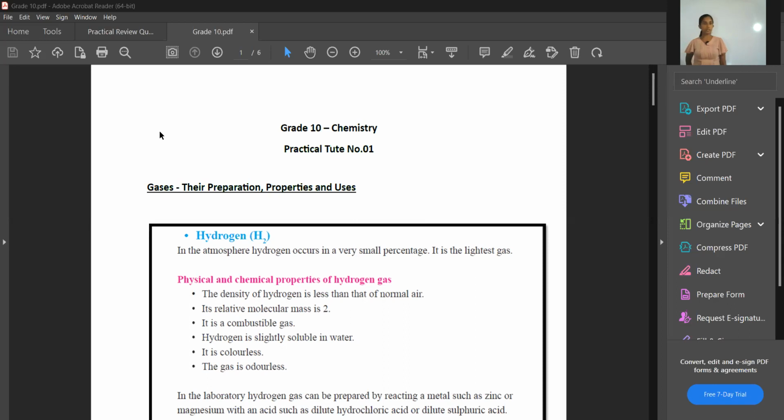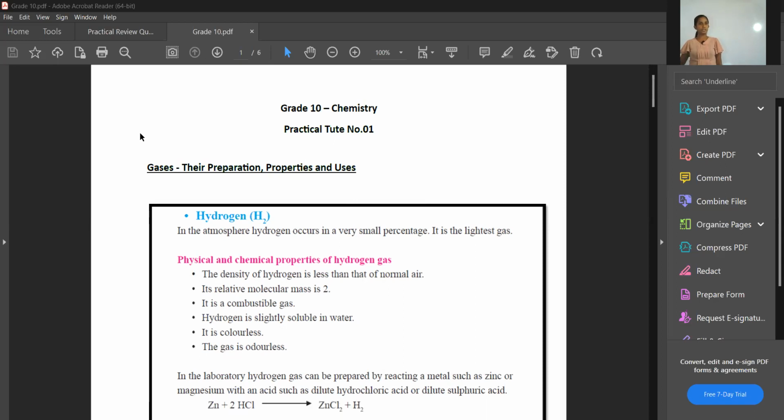So I told you, Pute, I am going to discuss all the chemistry practicals in grade 10 today. Then we can complete the chemistry session in grade 10. First I hope to discuss gas preparation. When we discuss gas preparation, we have to know the properties of the gases.